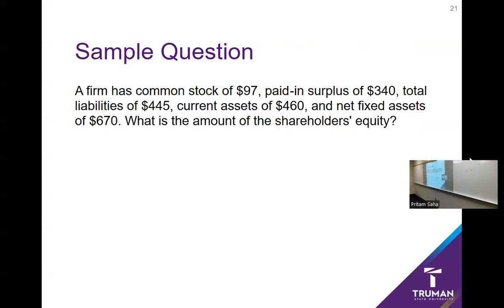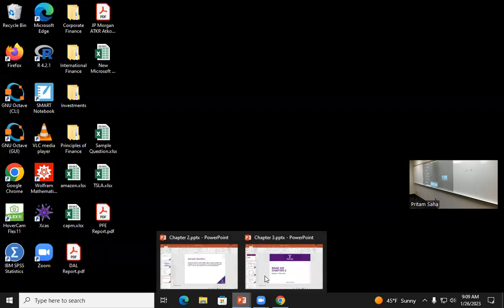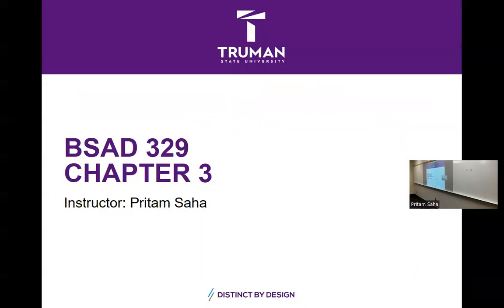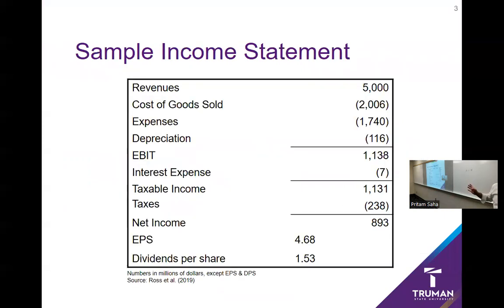So we are done with chapter 2. Now moving on to chapter 3. So what did we learn from chapter 2? Balance sheet, income statement, cash flow statement, right? So this picture is not new again, right? We know that, right? So we know the balance sheet, we know the income statement, right?